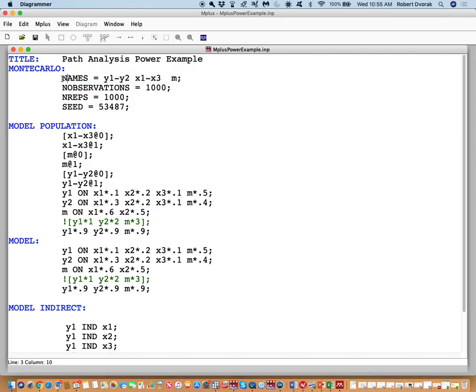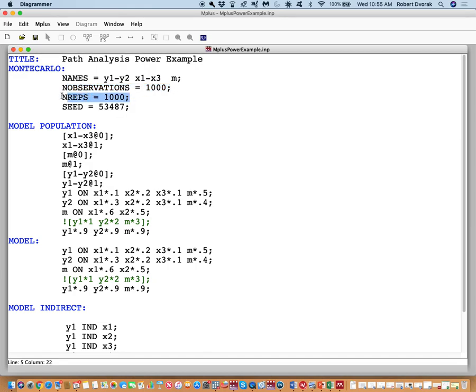Anyway, here's our variable names. N observations is the number of people. In contrast to G*Power, where it tells you how many people you need, M+ requires you to put in the number of people, and it will calculate the power based on the number of people that you put in. We'll toy around with that a little bit here in just a second.